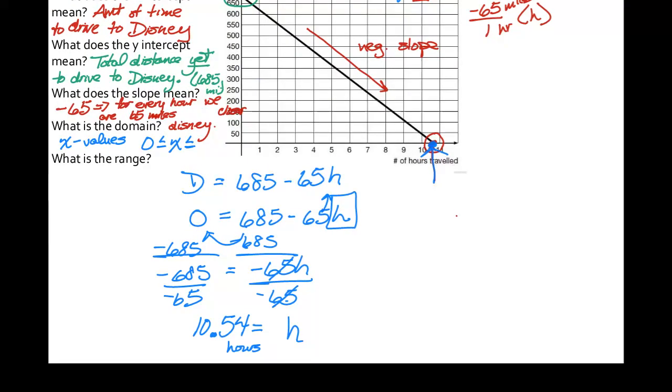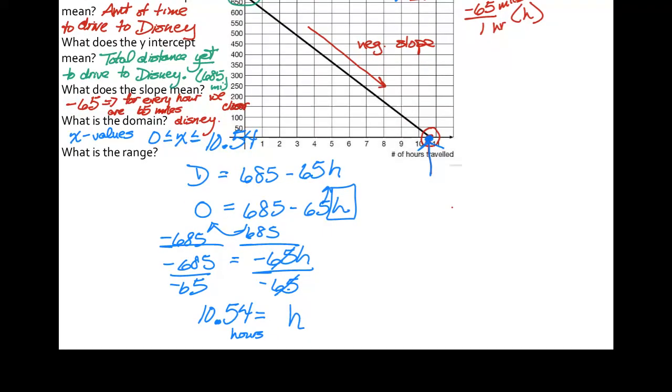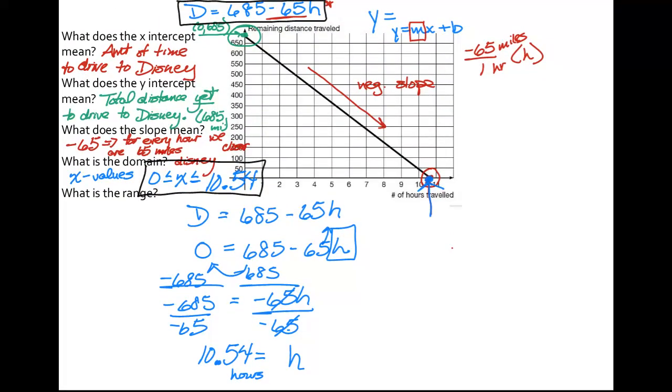So after 10.54 hours, we are going to reach our destination of Disney World. So x can be any value less than that. It could be equal to 10.54 because that's when we actually get there, and it can go all the way down to 0.